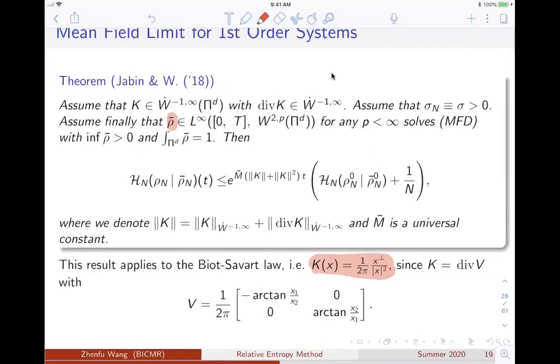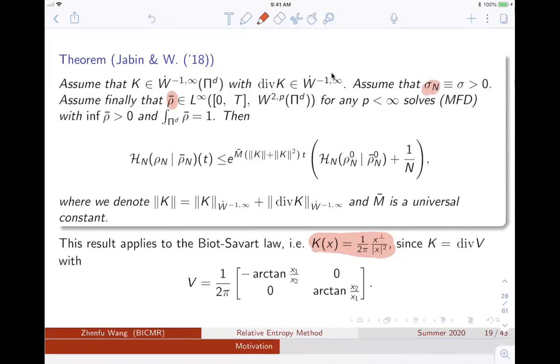But we assume the interaction kernel can be very rough. So if there exists positive noise, where sigma is the strength of noise, so if the system is stochastic with strictly positive noise, you can treat the kernel, which is in some negative Sobolev space, and the divergence kernel is also in negative Sobolev space. And we can give the explicit convergence rate of the relative entropy. Basically, this is the main theory.